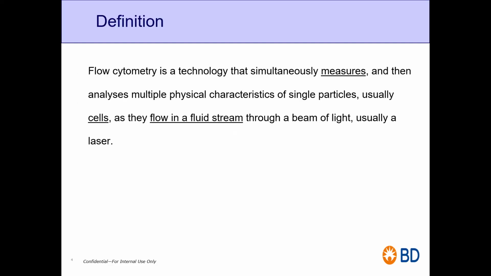And if you go to the definition, it tells you that flow cytometer is a technology which simultaneously measures and analyzes multiple physical characteristics of a single particle, usually a cell. Why do we say particle? Other than cells, for example, we use beads, other particles, and nanoparticles also. We can do that as well. But generally we use cells. That's why we are using cells here, when it's in a flow stream and passes through a beam of light.